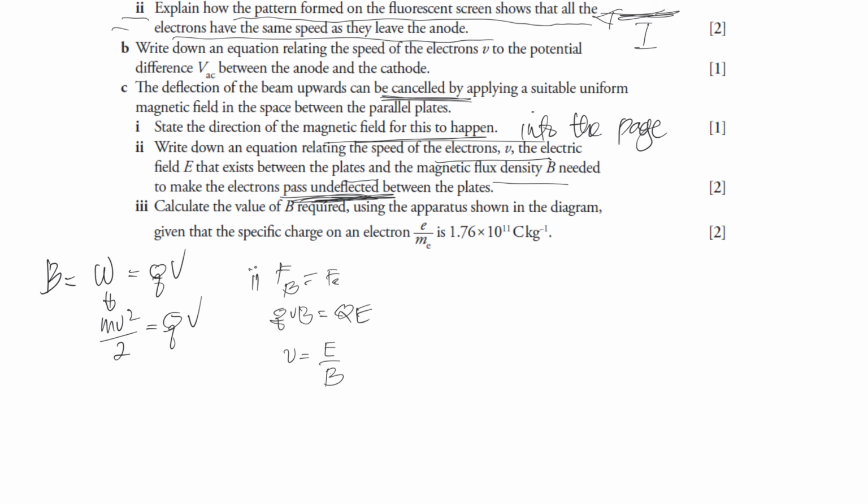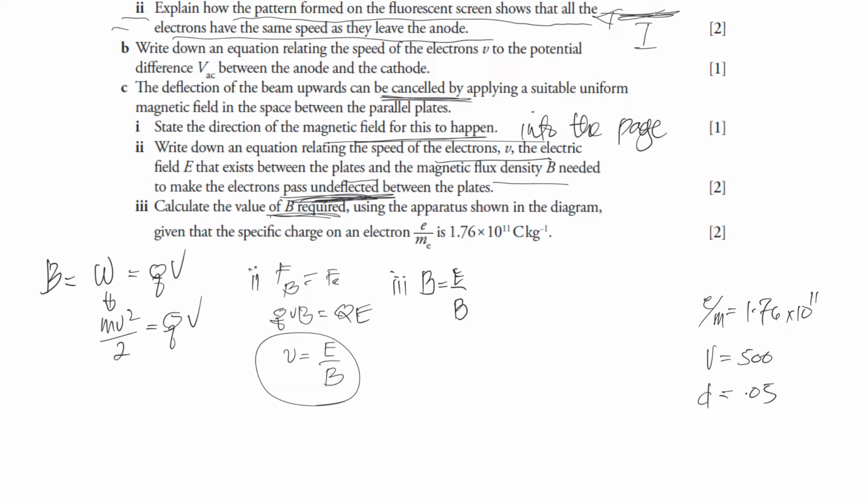I think I need a bigger space for the third one. The third one is: calculate the value of B. So this is the B that we're looking for. Here the formula will be electric field over B. But first let's see what is given in this problem. The given is the charge to mass ratio, 1.76 times 10 to the 11. We also have the voltage, 500. We have the distance between the plates, 0.05. Therefore we can calculate the electric field. Electric field is simply the voltage over the distance, which gives us 1 times 10 to the 4th power. So the electric field is calculated.